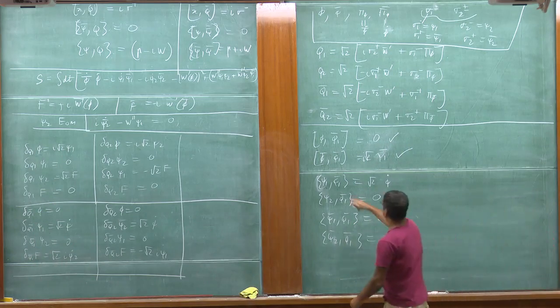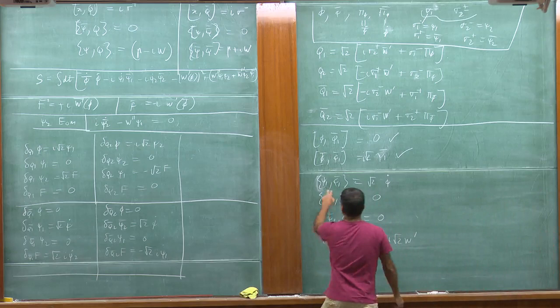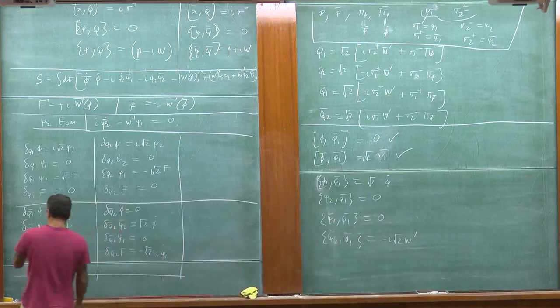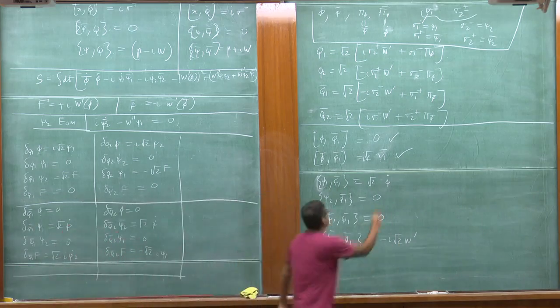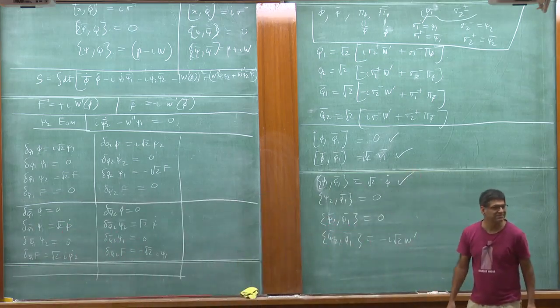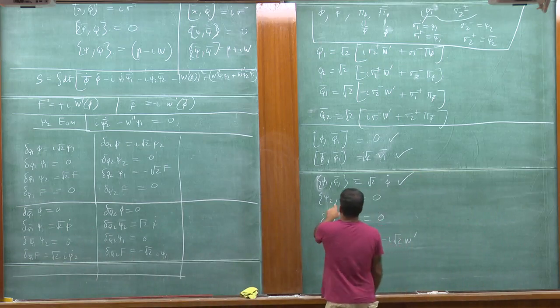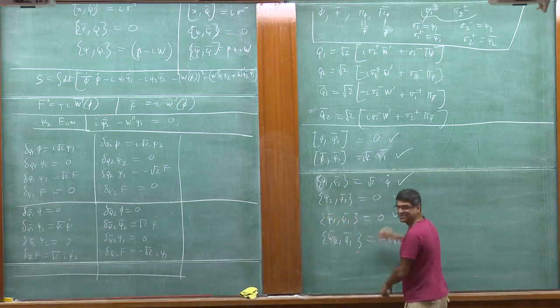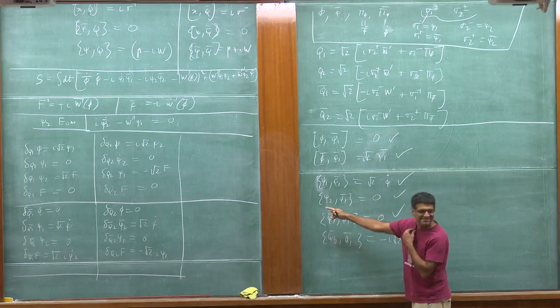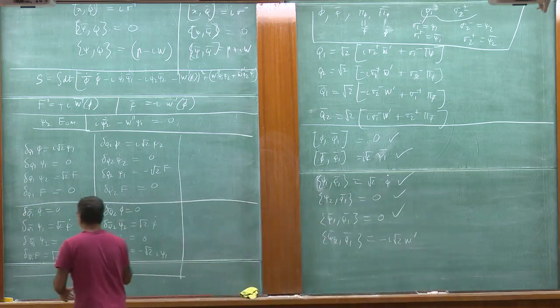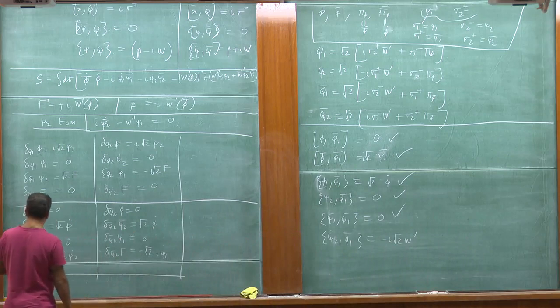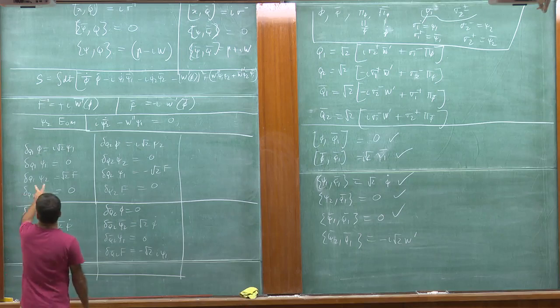Psi 1 q1 bar gives square root 2 phi dot. So that's a check. These two, I'm writing checks, but please tell me if I'm doing it wrong. Okay, and let's look at this last one. Psi 2 bar q1 bar.